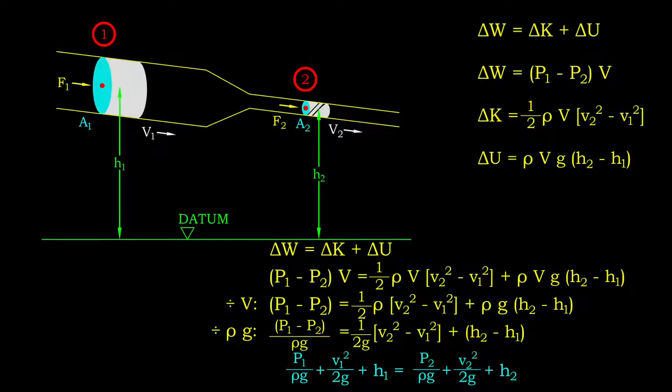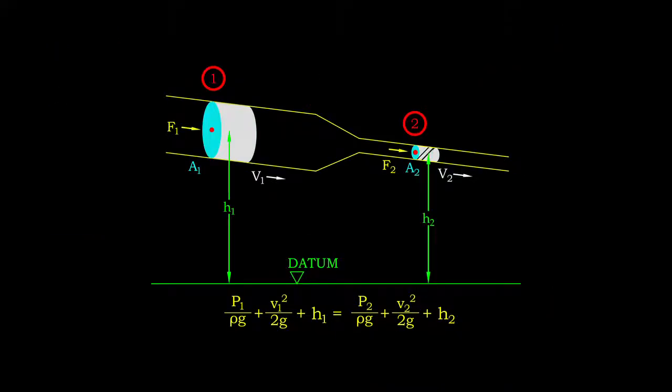At this point, terms involving properties for point 1 are placed at the left-hand side, and those for point 2 are on the right-hand side. The derived equation consists of pressure head, velocity head, and elevation head. It is known as Bernoulli's equation, and it is applicable to frictionless pipe.